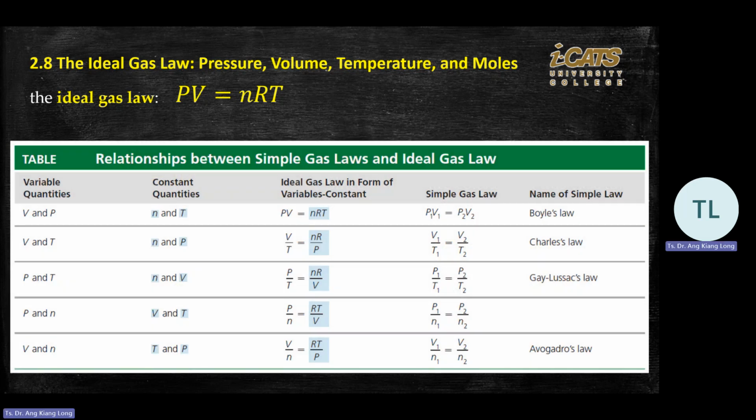So this is just a summary of what we learned in chapter 2. Boyle's law, Charles' law, Avogadro's law. What else? This one is the combined law. Just now we do not go into Gay-Lussac's law, right? But using the ideal gas law, you are able to find temperature.